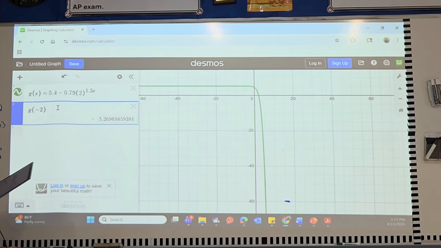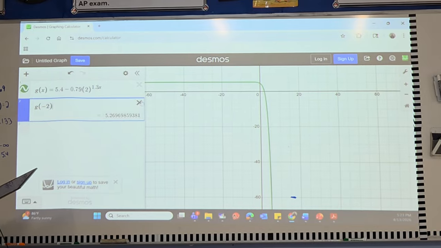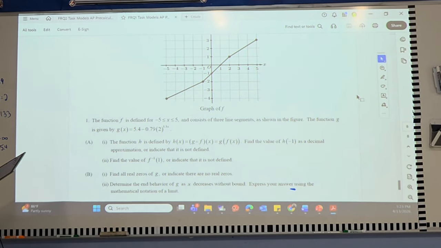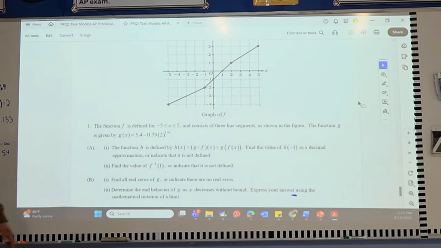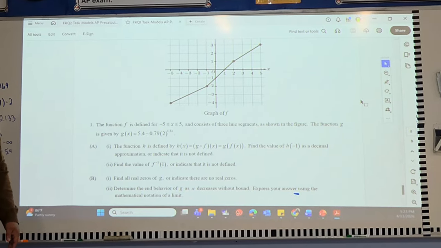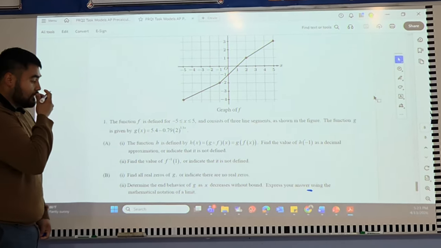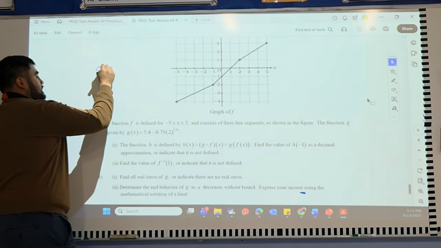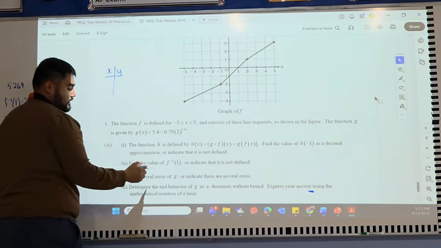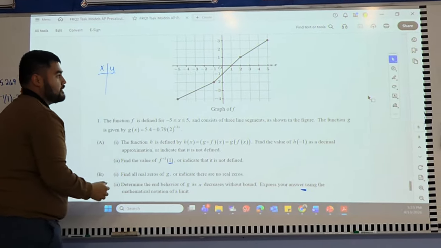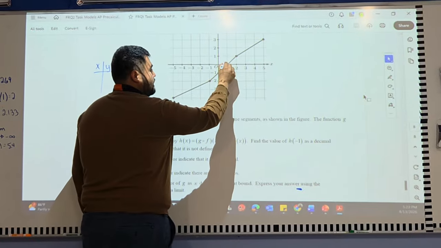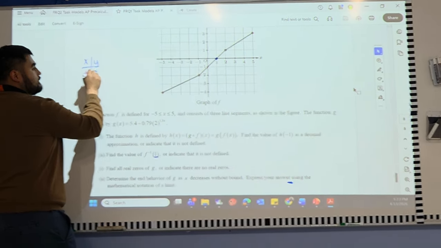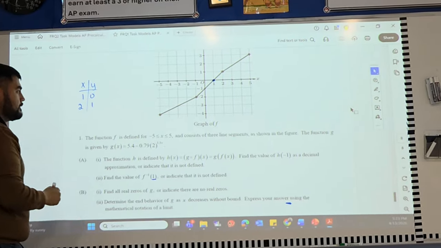Now that I have that, what's next? Let me scroll down a bit. Now it's saying find the value of inverse function f with an input of 1, right? The way I like to think about this is I like to make a table, x and y. And my number that I'm focusing on is 1. So I have a 1 here, and then I have another 1 over here. I'm gonna get my points. So it's 1, 0, and then I have 2, 1, right?